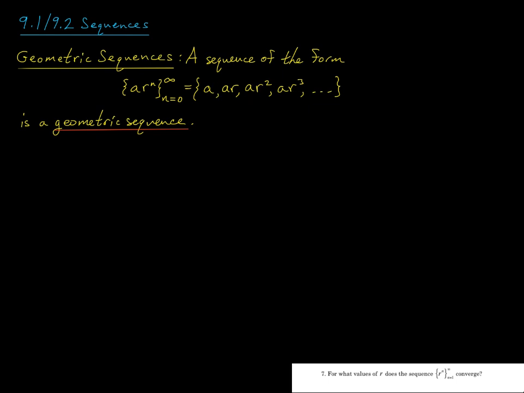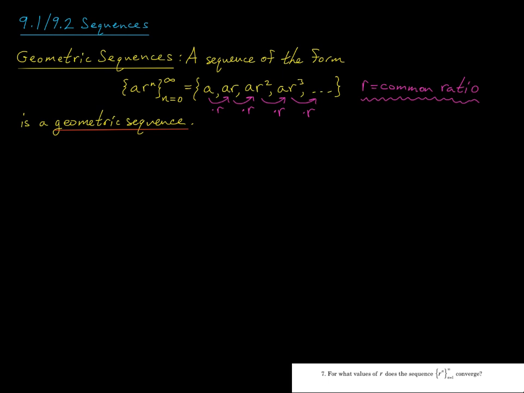Okay, so if I start with A, then multiply by R, that's going to give me the next term, which is AR. Then multiply that by R to get to the next term, AR squared, then AR cubed, and so on and so forth. This number R is referred to as the common ratio for the geometric sequence.